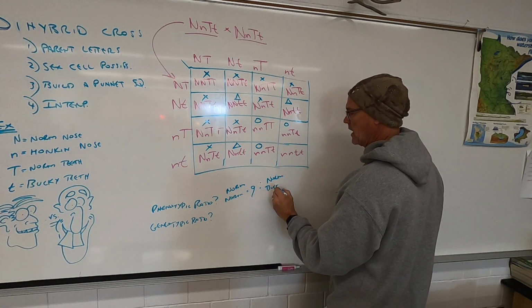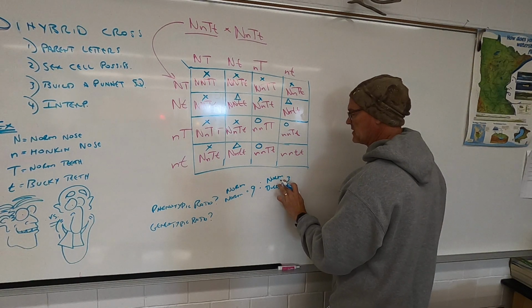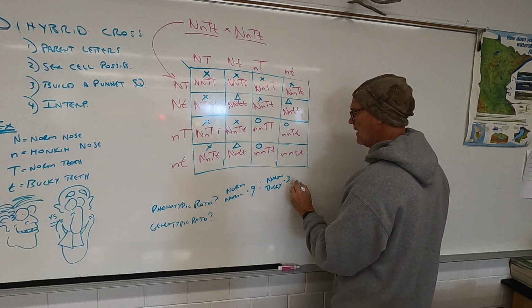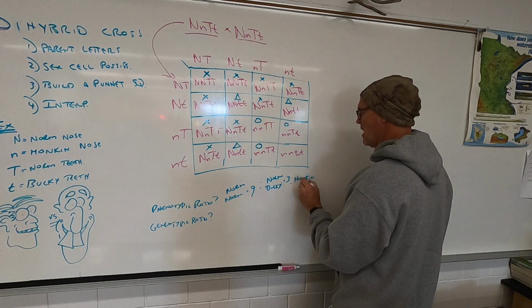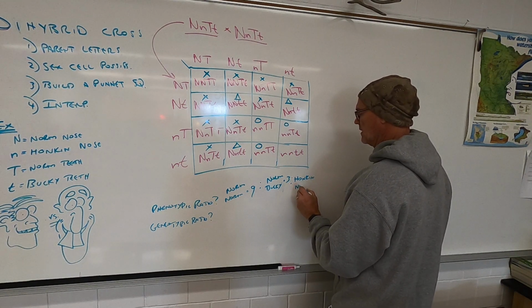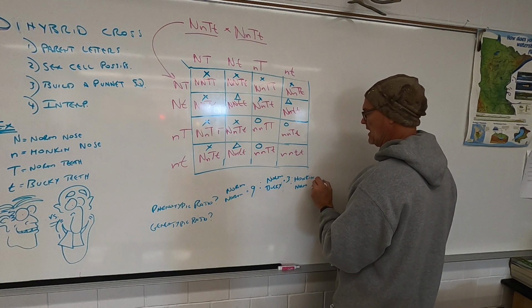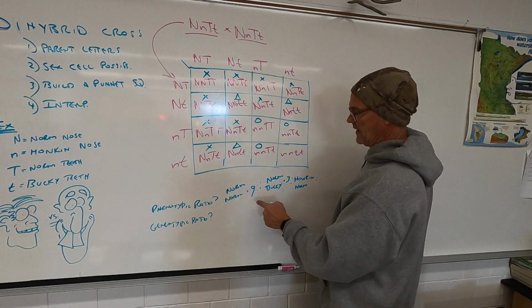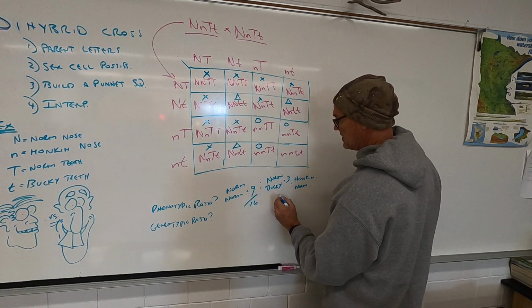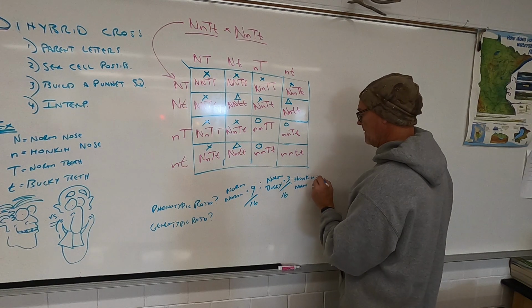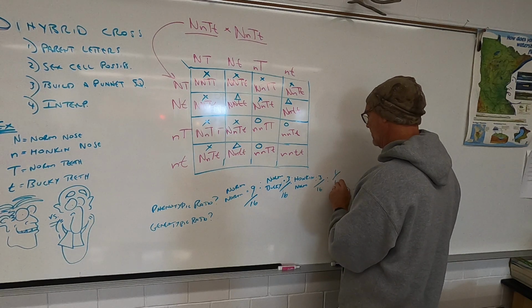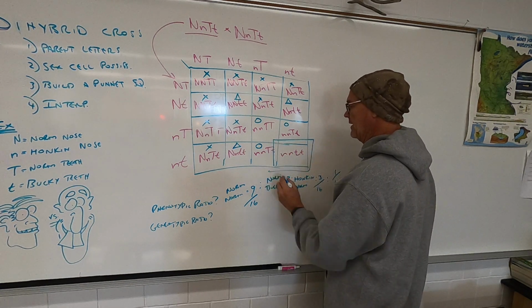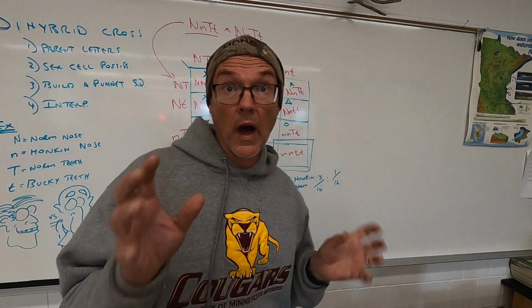So if I continue my ratio, I would say norm bucky equals 3, and then big nose, I'll just put honking nose, normal teeth is 3, and then allegedly, I could say more correctly, 9/16, 3/16, 3/16, which leaves me with 1/16. This one right here. We have 1/16.